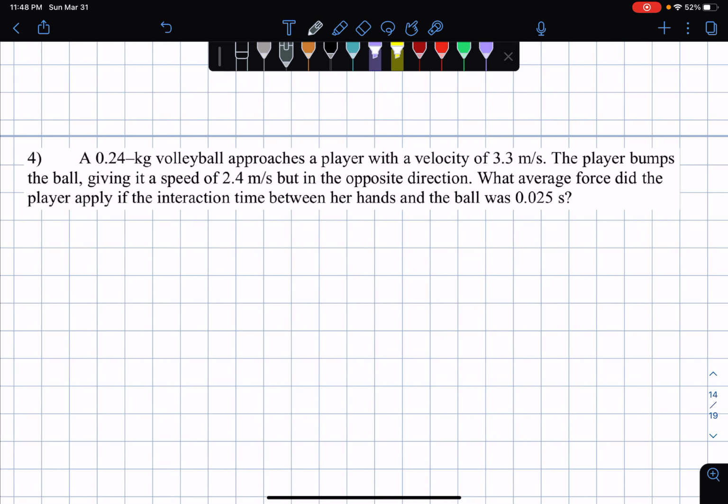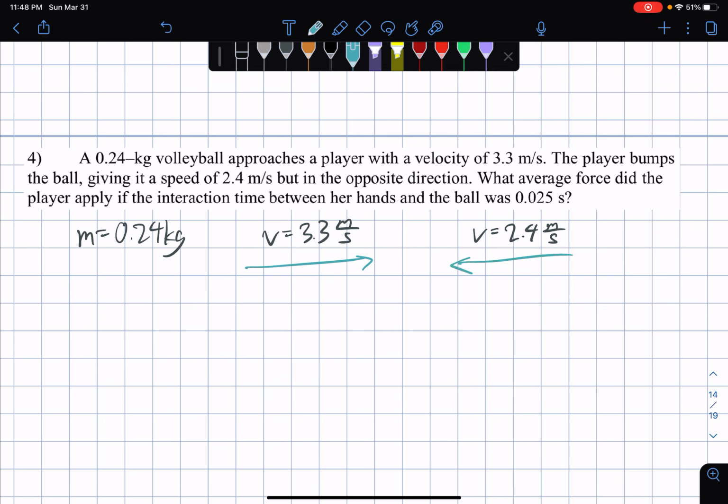A 0.24 kilogram volleyball approaches a player with a velocity equal to 3.3 meters per second. The player bumps the ball, giving it a speed of 2.4 meters per second, but in the opposite direction of the initial direction. What average force did the player apply? So we're looking for average force.